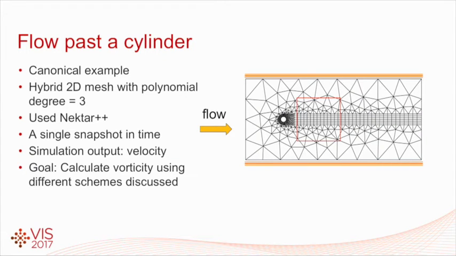So for doing the comparison, we take a flow past cylinder. The flow past cylinder is a canonical example which has all the interesting fluid characteristics. The mesh is a hybrid of quadrilaterals and triangles of polynomial degree 3. We use Nectar++ to do the simulation, and we simulated until the flow reached the transient state. Once it reaches the transient state, we took one snapshot of the simulation data. And now the goal is to calculate vorticity in the rectangular box.